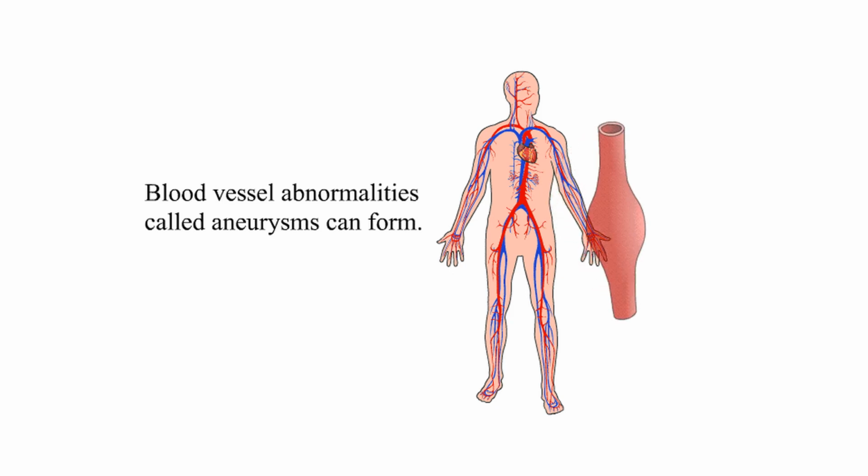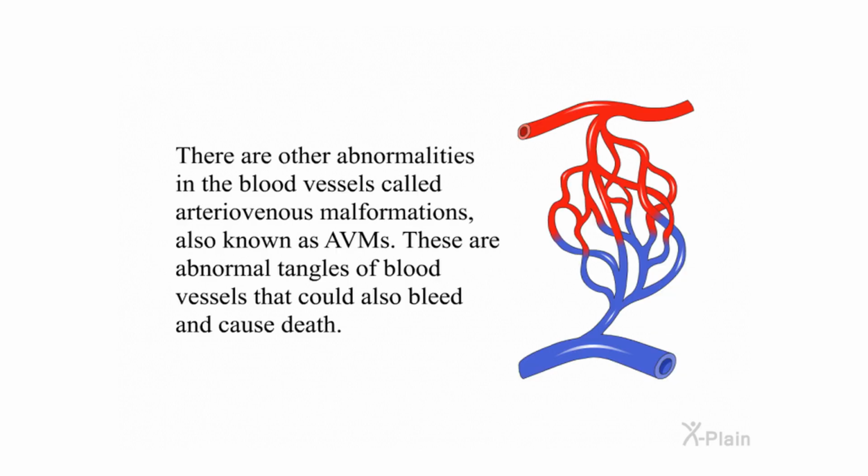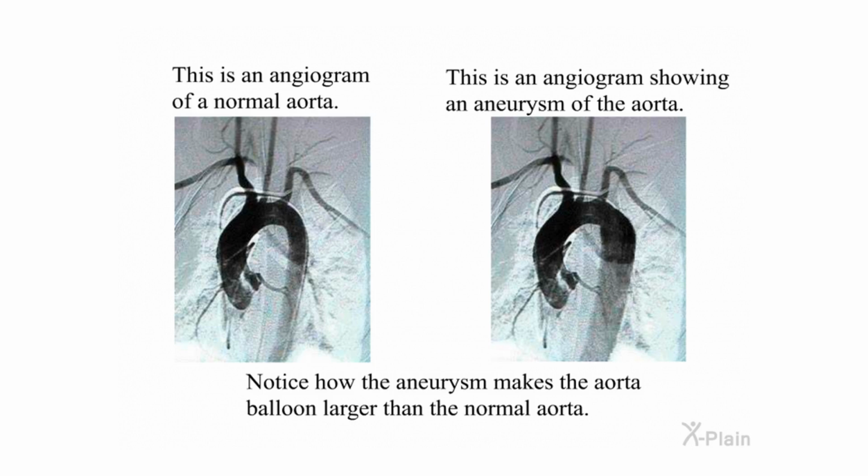Blood vessel abnormalities called aneurysms can form. This ballooning of the blood vessels causes their walls to be thinner than usual. This condition can cause bleeding that could lead to death. There are other abnormalities in the blood vessels called arteriovenous malformations, also known as AVMs. These are abnormal tangles of blood vessels that could also bleed and cause death. An angiogram helps show the aorta and the blood vessels that take off from it and helps detect any of these abnormalities. This is an angiogram of a normal aorta. This is an angiogram showing an aneurysm of the aorta. Notice how the aneurysm makes the aorta balloon larger than the normal aorta.